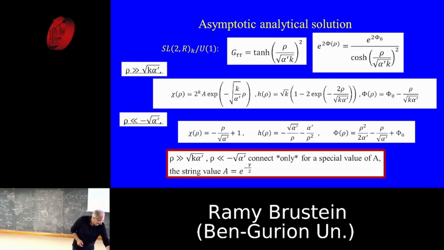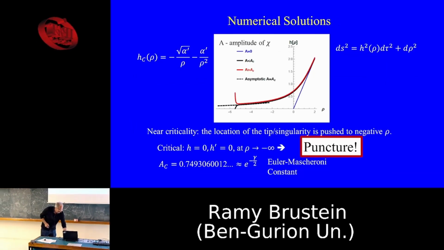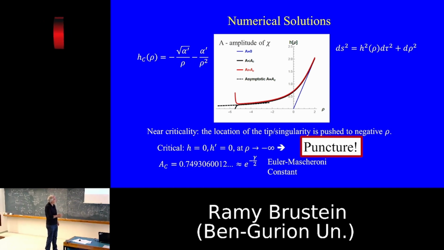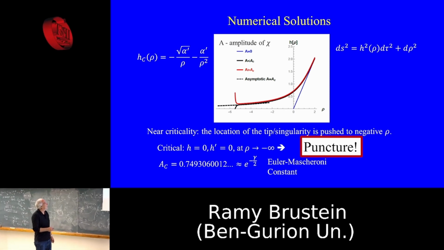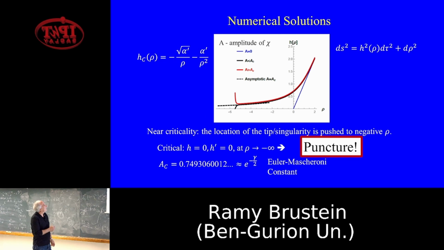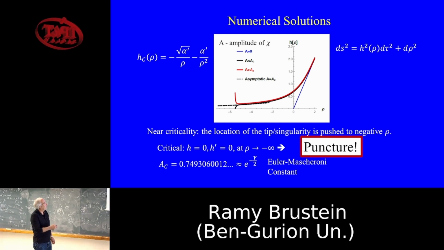And we discovered it numerically. Here, this is e to the minus gamma over 2, this number, which we were able to see numerically from the solutions. It's very strange. And so this is the asymptotic side, square root of alpha prime over rho. This is the other asymptotic side, which we cut off. And here, this is h of rho versus rho. So think about it as the radius of the thermal circle.